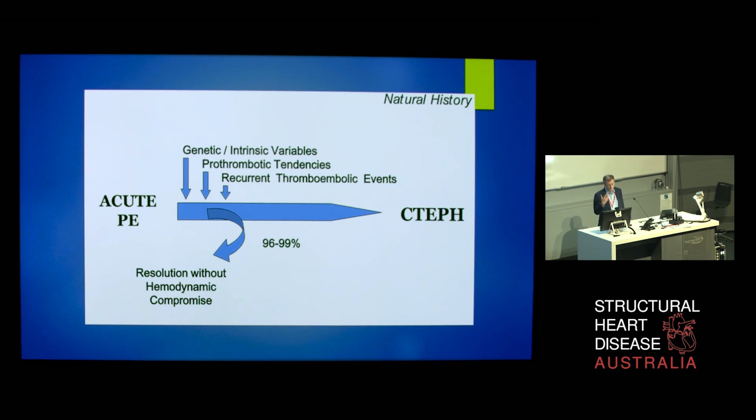So the process of developing chronic thromboembolic pulmonary hypertension, our conventional view of it, is that there's an acute pulmonary embolus, and for a number of genetic and prothrombotic reasons, about 4% of patients will not have resolution of an acute pulmonary embolus. But as you can probably imagine, that's really an oversimplification.